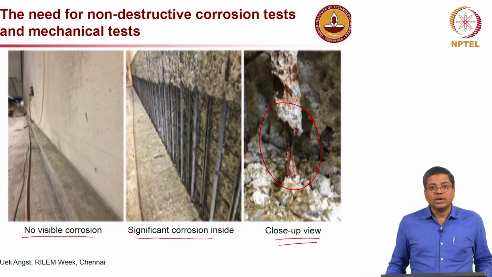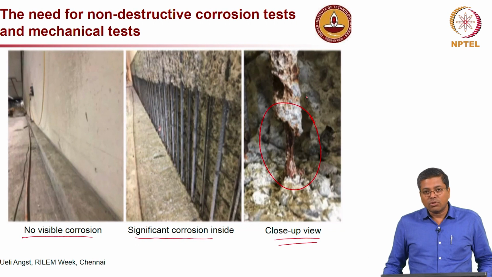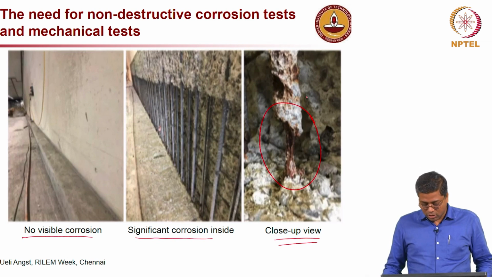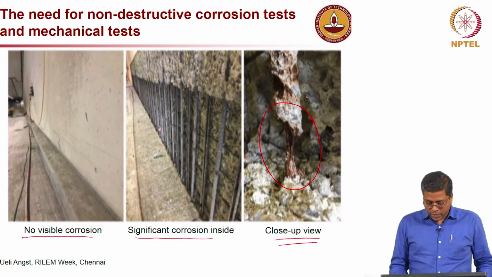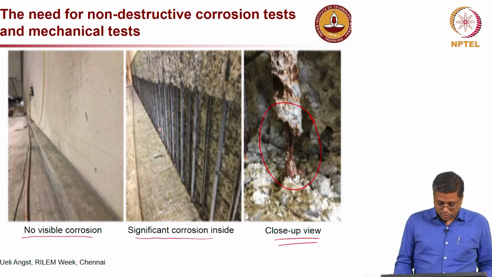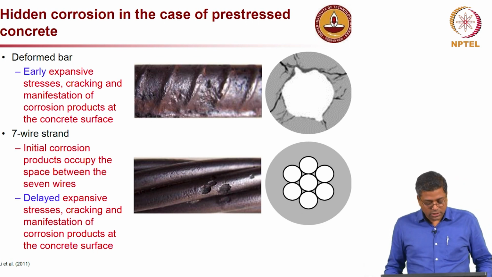So, the point here is that even though you may not see corrosion stains on the concrete surface, there could be a significant amount of corrosion. Significant corrosion could be happening inside the concrete structure, or steel might be corroding in a hidden manner. So, we need techniques which can be utilized to detect corrosion as early as possible, and non-destructive techniques are very much useful in such cases.